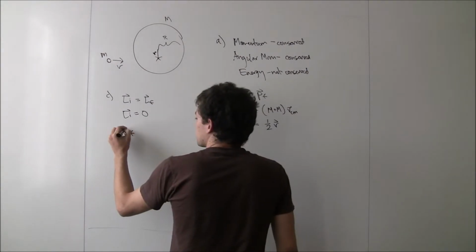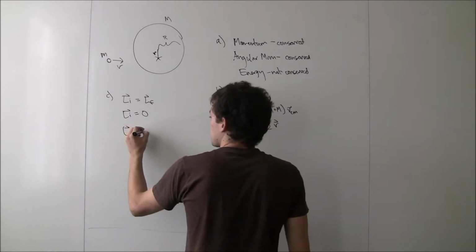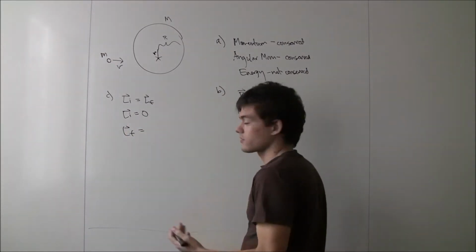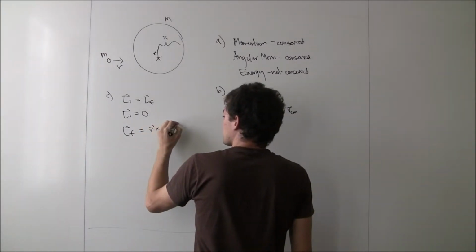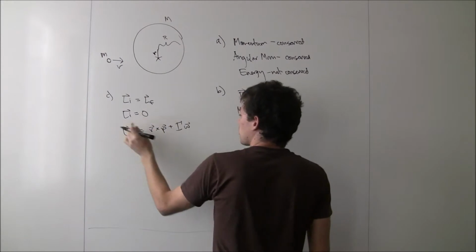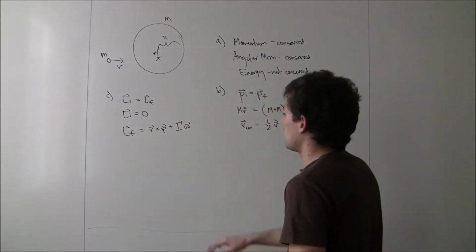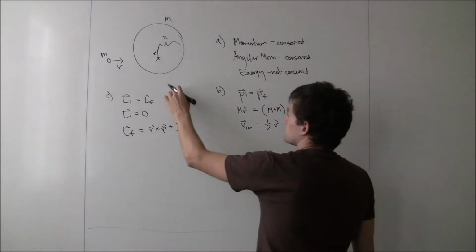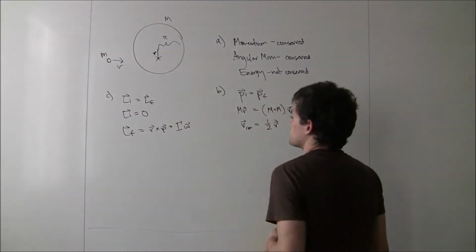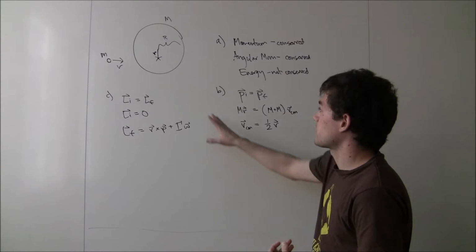So L final is going to be the orbital angular momentum plus the spin angular momentum. So that's r cross p plus I prime omega. Remember, all of these are vectors. So r cross p is going to be using the distance to the center of mass.